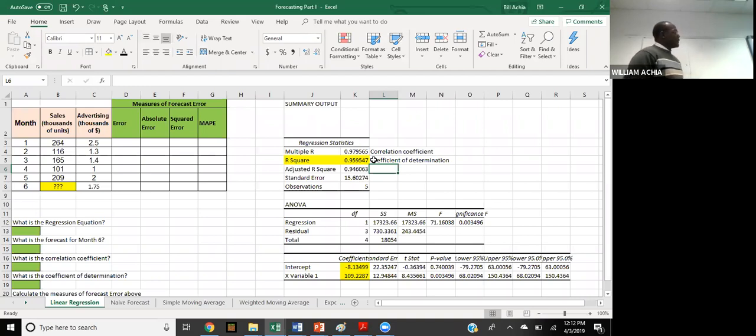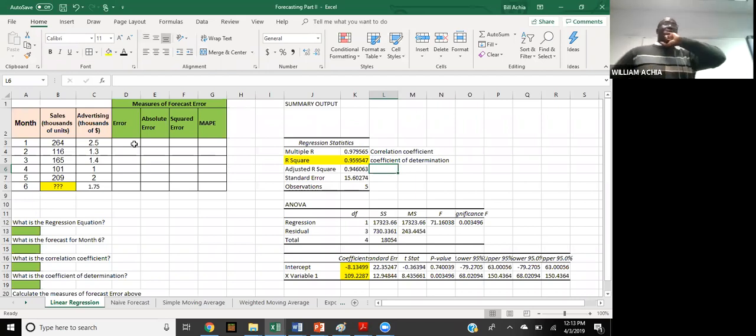Last time we discussed the measures of forecast error. Let's take a moment and populate this table and see what measures of forecast error we're going to arrive at here. Let's forget about that for now and answer this question right here.